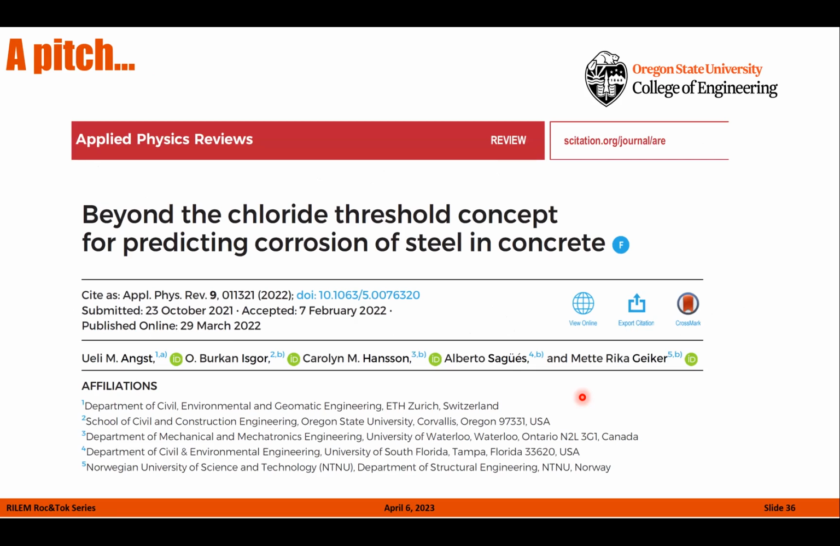And some of us who are listed here, Professor Angst, Carolyn Hansen, Alberto Sagüez, Mette Geiker, we were talking about this challenge in one of the Gordon conferences in Ventura, California. And we decided that we needed to write a paper to maybe give a different perspective and to open a maybe new framework of looking at things in terms of service life modeling. So we wrote this paper, this recent paper came out last year, Beyond the Chloride Threshold Concept of Predicting Corrosion of Steel and Concrete.